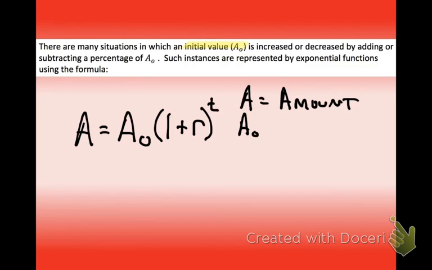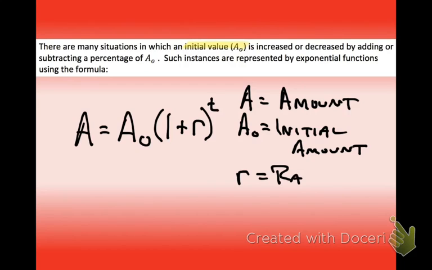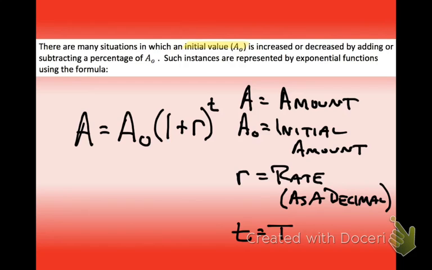a sub 0 is your initial amount, lowercase r is going to be your rate, and that's as a decimal, and t is going to be time. So let's go through a quick example of this.